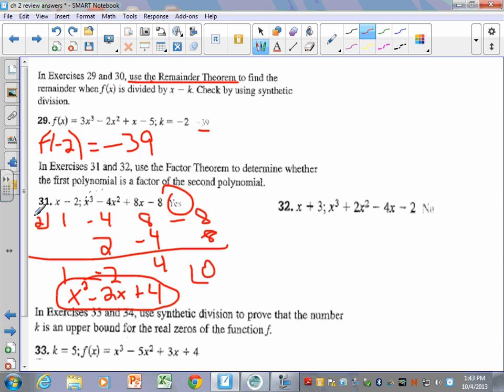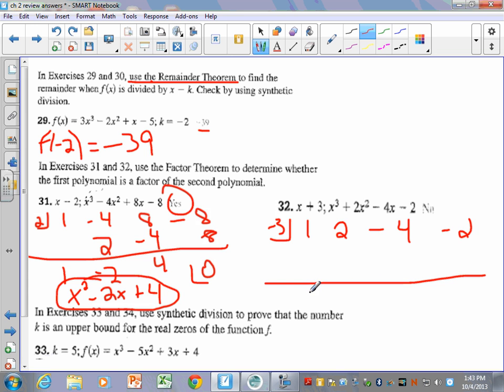So if it's a factor, find the remaining factors. That's what that means to do. And on this one, when you divide it out, it doesn't work. So you just get to say, no, it's not a factor, and you don't have to do any more. Do you want me to work that one out? So if I divide that out, I divide by -3, 1, 2, -4, -2.